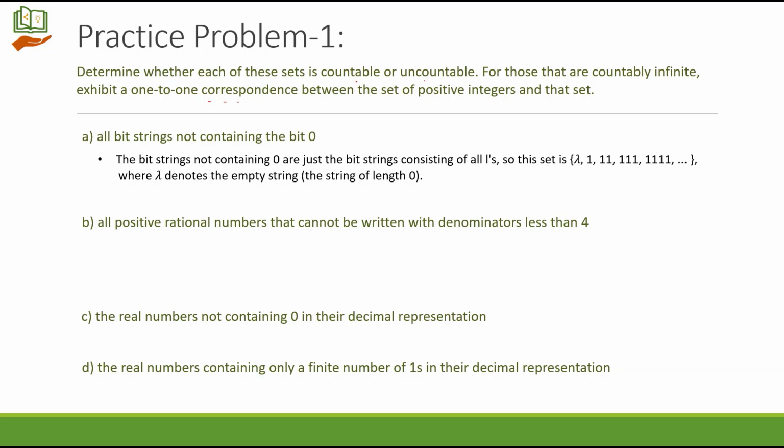So this set is lambda, then we have one 1, two 1s, three 1s. So we don't have any zeros here. Where lambda denotes the empty string, the string of length 0.